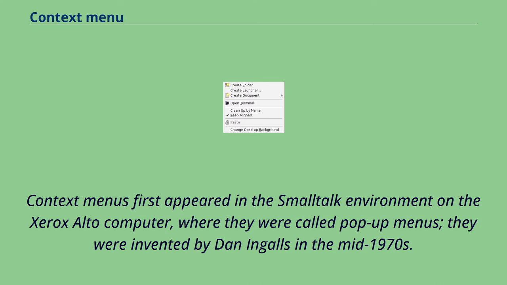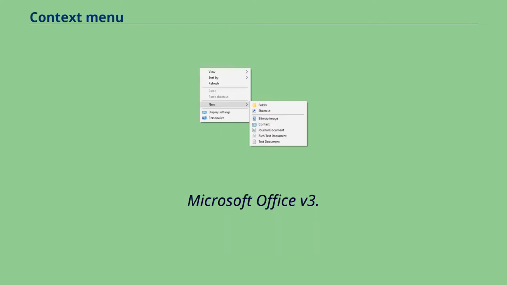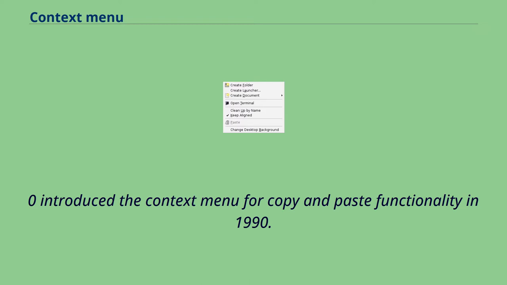Context menus first appeared in the Smalltalk environment on the Xerox Alto computer, where they were called pop-up menus. They were invented by Dan Ingalls in the mid-1970s. Microsoft Office V3.0 Excel introduced the context menu for copy and paste functionality in 1990.